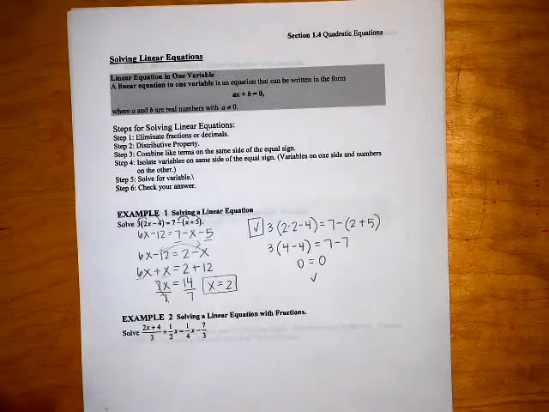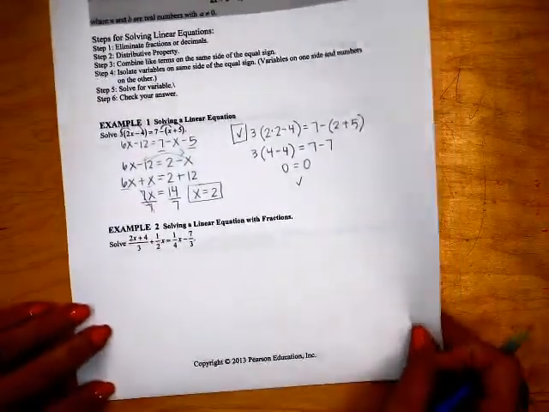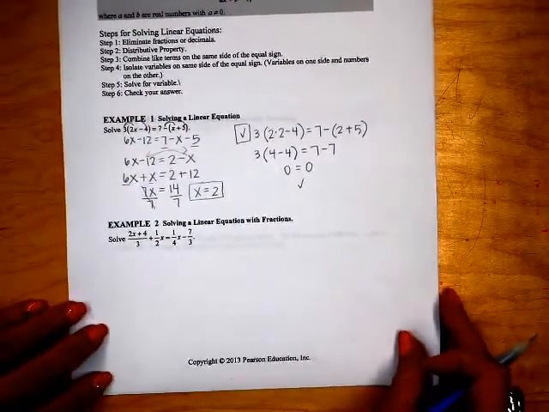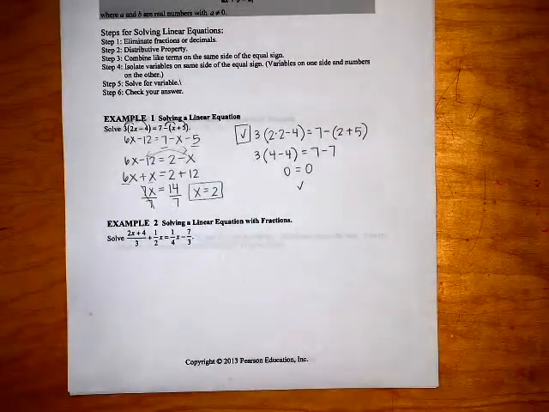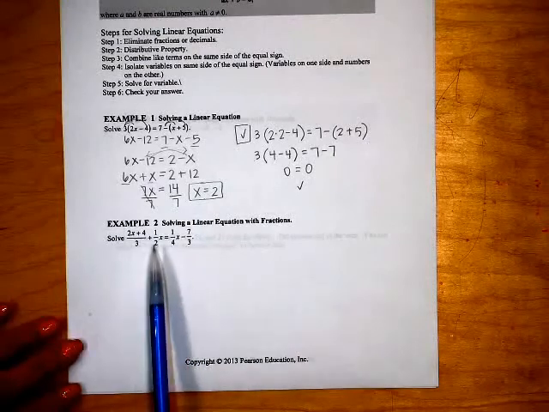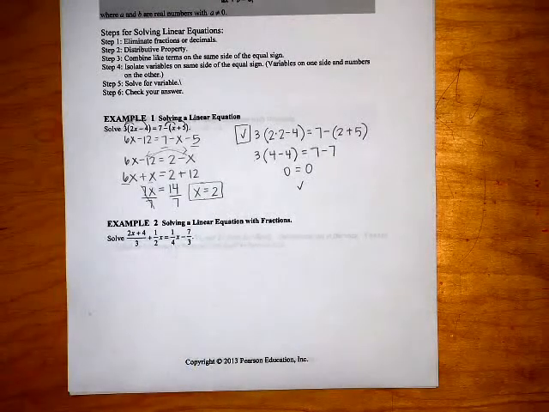Alright, now if we look at example 2, you will notice that there are fractions in example 2. So we will start back with our steps. Each time you solve a new equation, you start back with your steps, and step 1 is to eliminate those fractions or decimals. So for example 2, we will have to eliminate those fractions. So the way that you do that is to multiply by the common denominator. So if you look, you have 3, 2, 4, and 3 as your denominators. So your common denominator for example 2 would be 12.